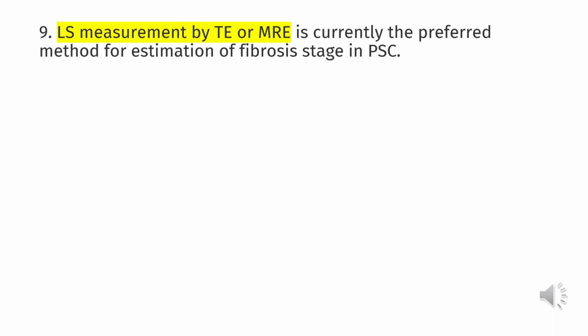For every single patient with PSC, you should be evaluating the liver stiffness, and the measurement is usually by the transient elastography or the MR elastography, which is the preferred method for estimation of fibrosis stage in patients with PSC.